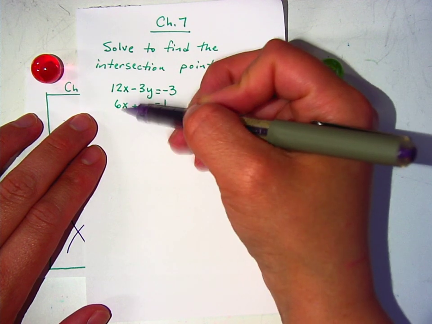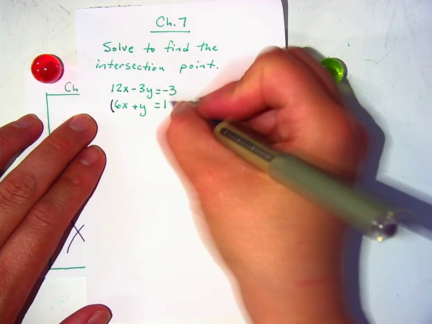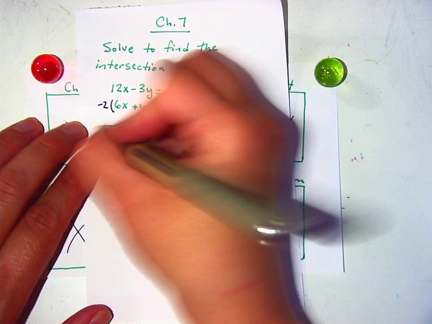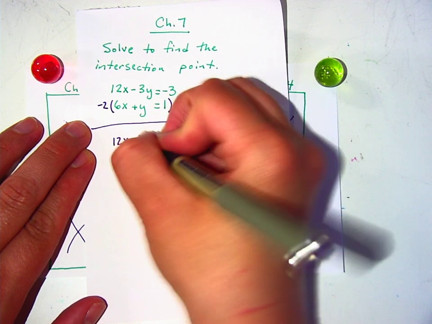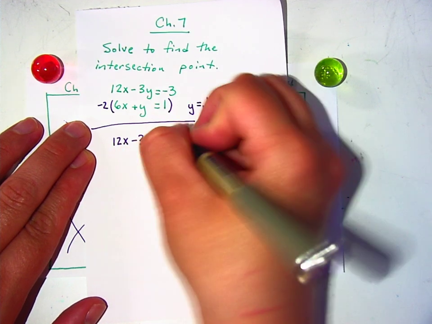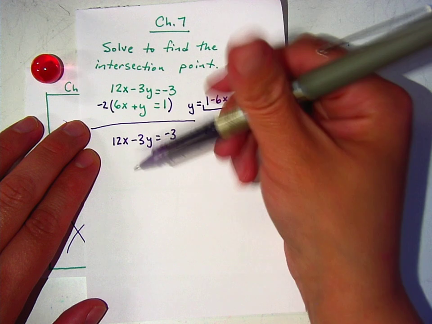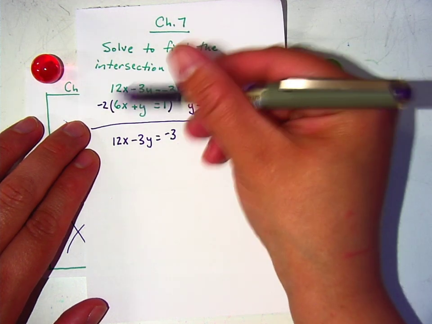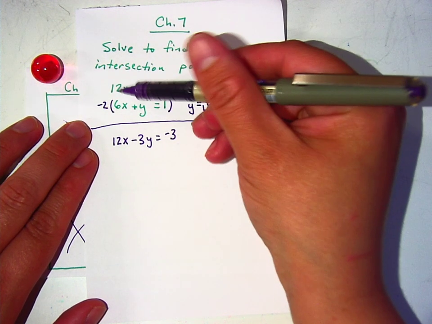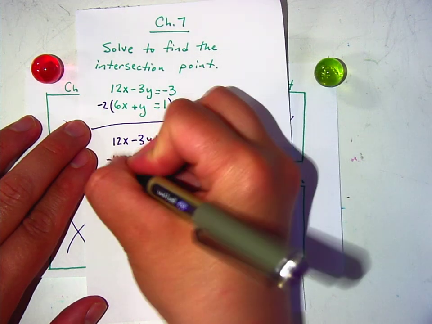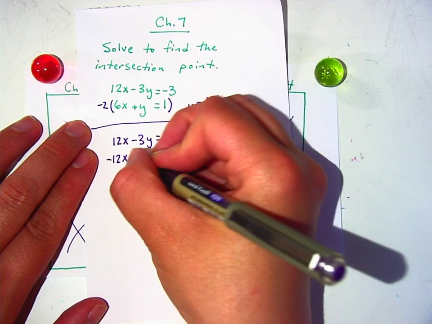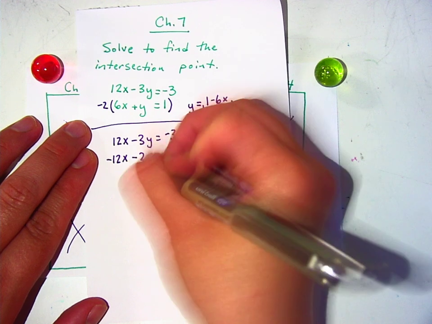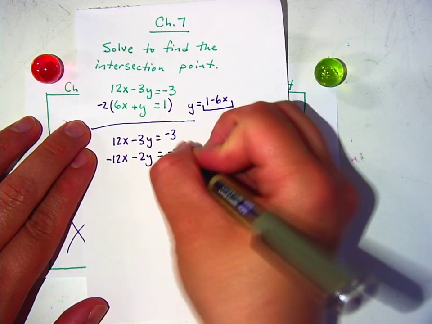a factor of 12, so I'm going to multiply this bottom equation by -2. So I'm going to keep the top one, 12x minus 3y equals -3. By the way, the reason why I chose -2 is because I'm trying to get 2 times 6, which makes 12, but I want one of them to be positive and one of them to be negative. So this is -12x down here, but remember you have to distribute that -2 to all of them. So that's -2y and -2 over here.